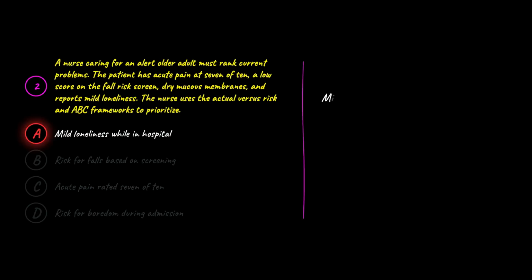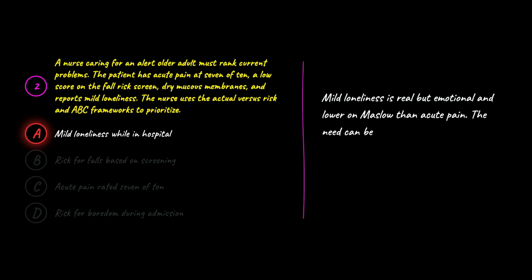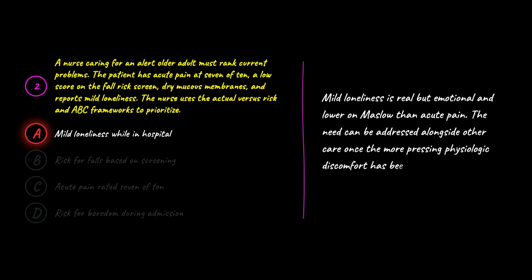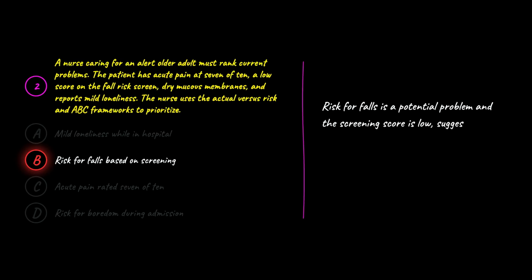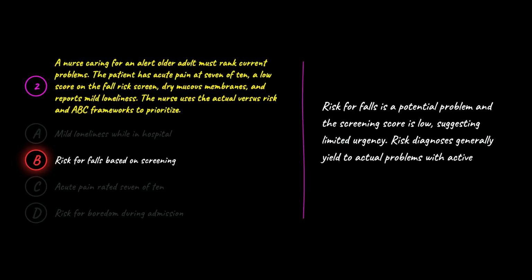A is wrong because mild loneliness is real but emotional and lower on Maslow than acute pain. The need can be addressed alongside other care once the more pressing physiologic discomfort has been treated and is decreasing. B is wrong because risk for falls is a potential problem and the screening score is low, suggesting limited urgency. Risk diagnoses generally yield to actual problems with active cues unless the risk is imminent and severe.